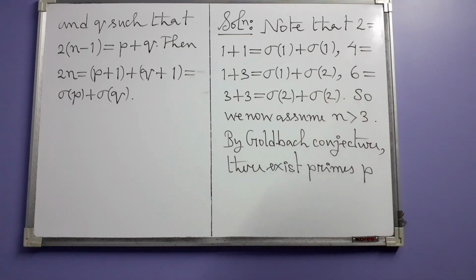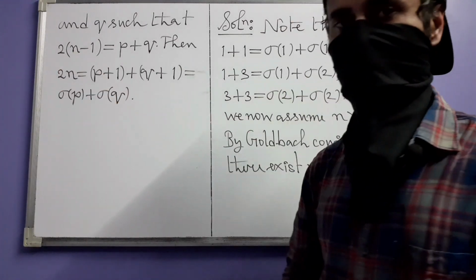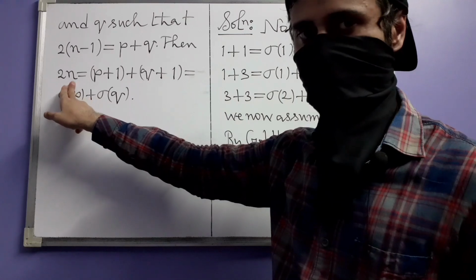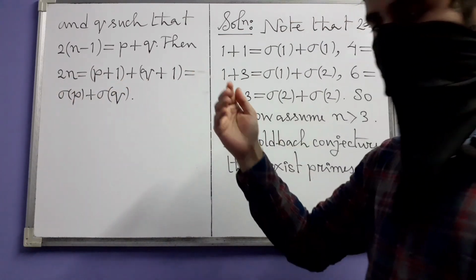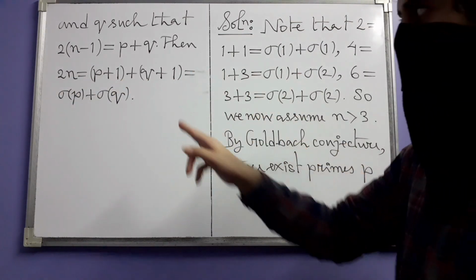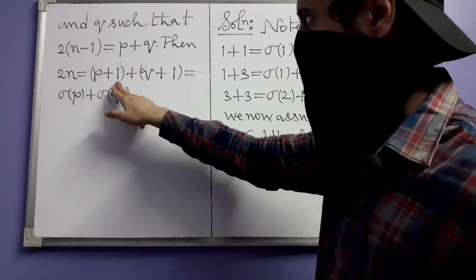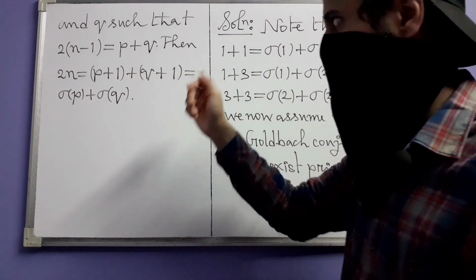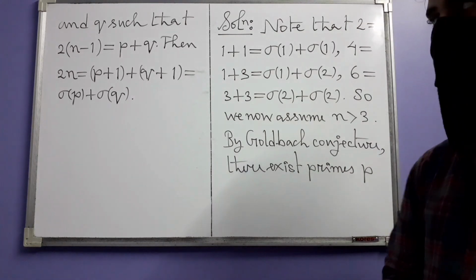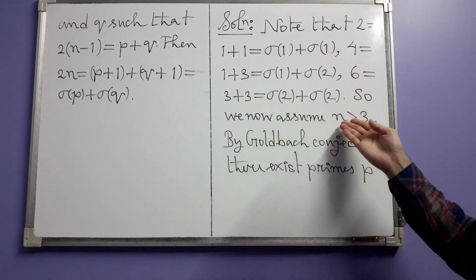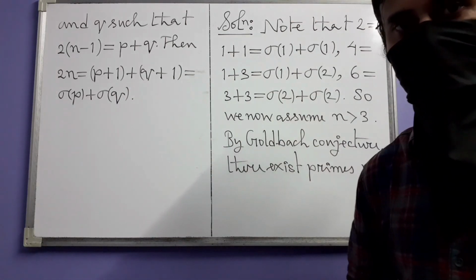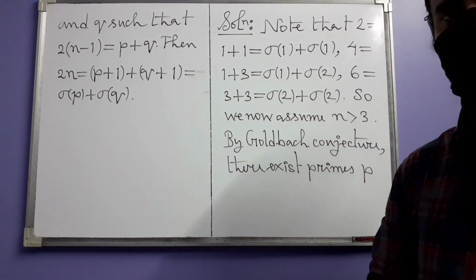But then what happens? The left hand side is 2n minus 2. So if you add 2 to both sides, the left hand side becomes 2n. And the right hand side also gets plus 2, which you can split as plus 1 plus 1. Now p plus 1 is sigma of p and q plus 1 is sigma of q. So for this type of n also, 2n is expressible as the sum of two sigma values. And that completes this solution.